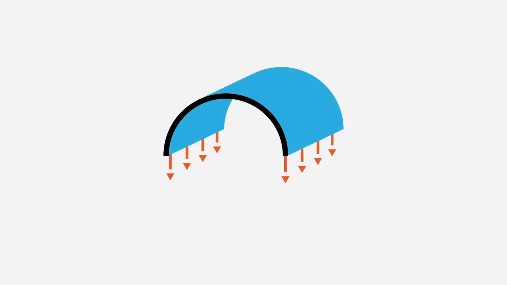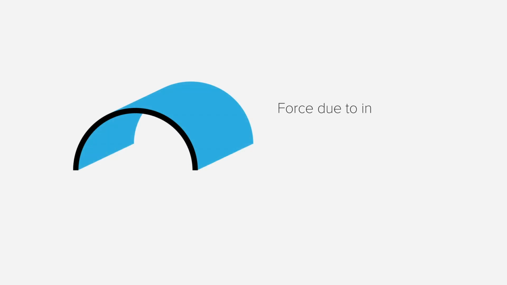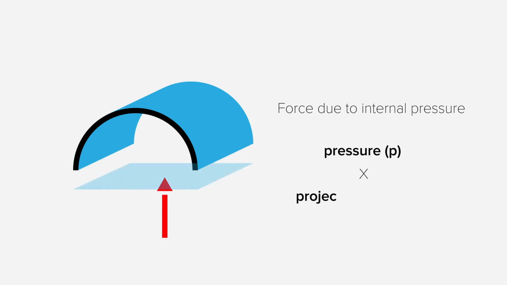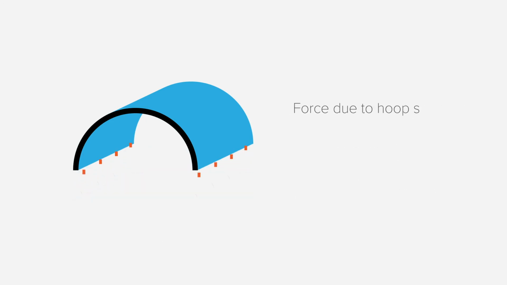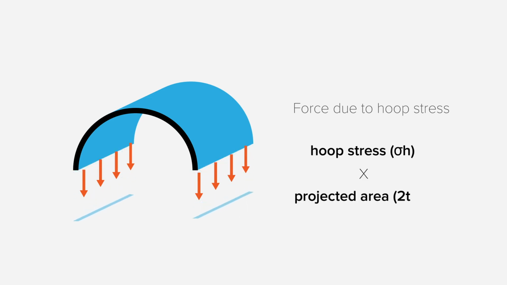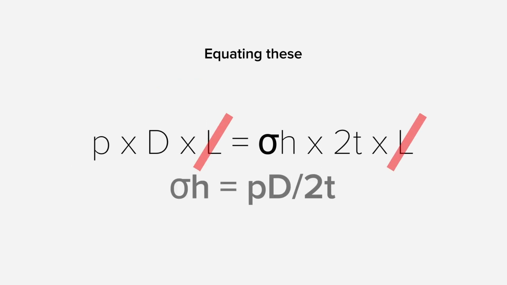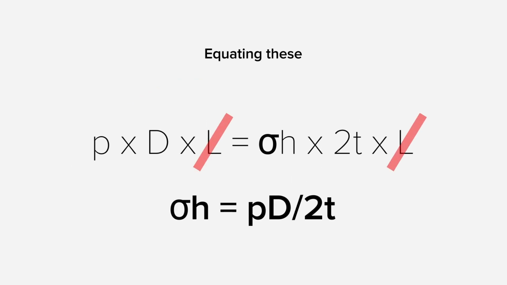Hoop stress is set up to resist the force due to the applied pressure that tends to separate the top and bottom halves of the cylinder. The total force on half of the cylinder due to internal pressure is given by pressure times the projected area. The total resisting force due to the hoop stress is given by hoop stress multiplied by the area over which it acts. Equating these, we have hoop stress equals internal pressure times internal diameter divided by 2 times the thickness of the cylinder.